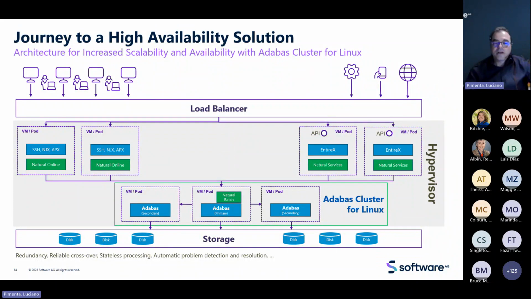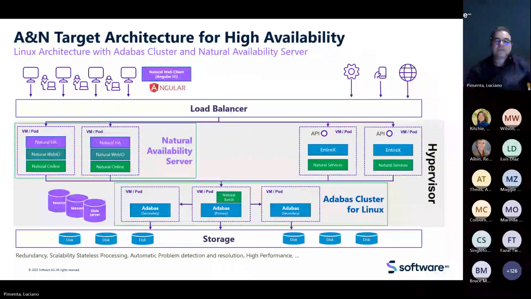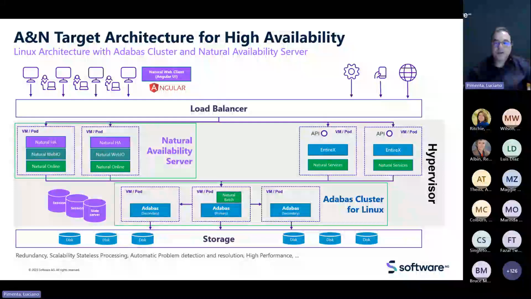But as you see here, there is one fact still open, I would say, which is the Natural Online portion of the processing, which is very relevant. The Natural Online sessions are still not persisted and could eventually be lost in the event of a failure, for example in the VMs or the containers where they were running. So what we did, we worked to overcome this gap, and we just released Natural Availability Server.